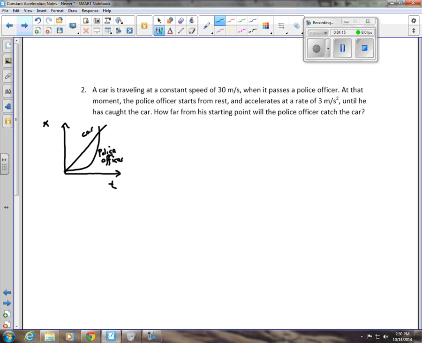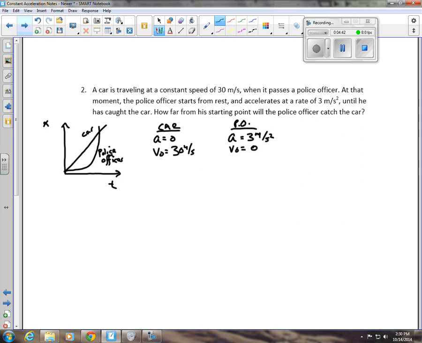So again, I have to separate out what I know about each one. For the car, I know that his acceleration is 0. His initial velocity is 30 meters per second. And that's all I have for him. And for the police officer, his acceleration is 3, and his initial velocity is 0.